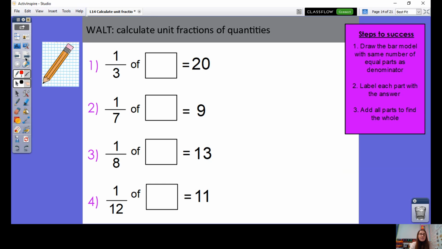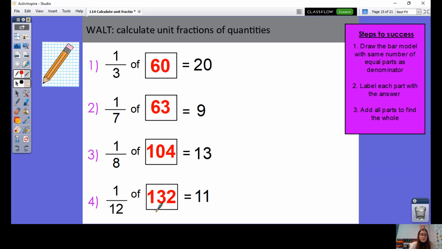Okay, welcome back. Well done for trying them all. Let's have a look at the answers. So for number 1, you were looking for a third of something equals 20. So to work that out, we needed to do 20 times 3, which gives me 60. Again, you might have recognised that 2 times 3 is 6 and added a 0 on the end.